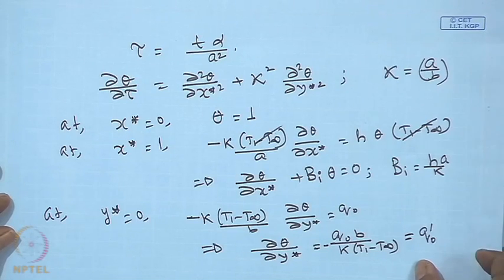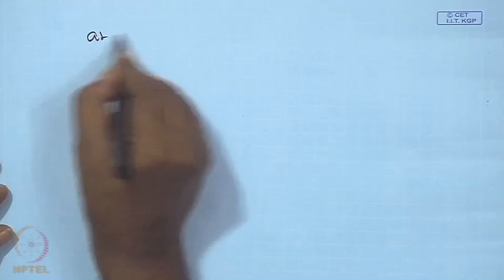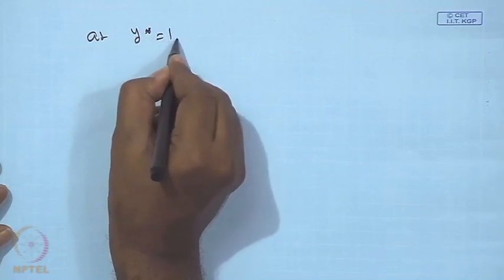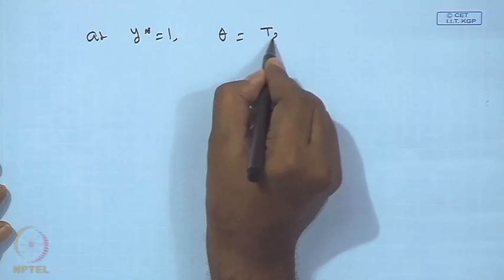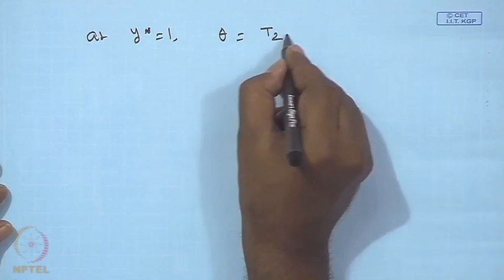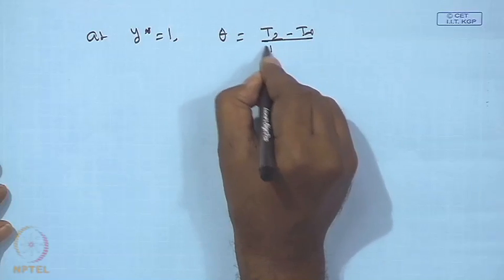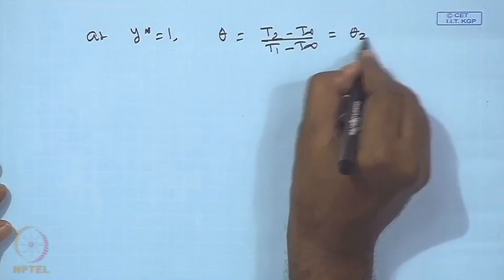Next, we put the other boundary condition. That is at y is equal to b, T is equal to T 2. So, at y star is equal to 1, we have theta is equal to T 2 minus T infinity divided by T 1 minus T infinity is equal to, let us say, theta 2.